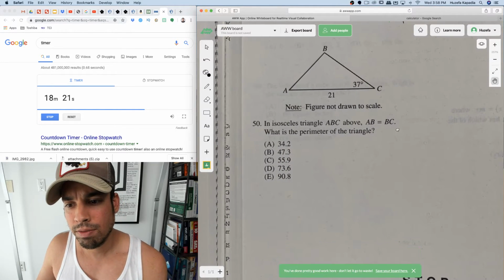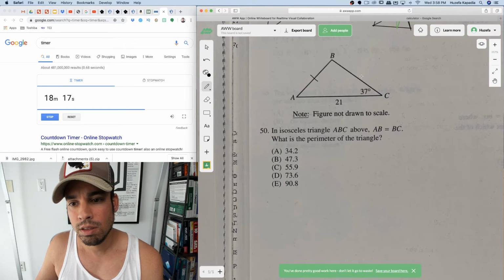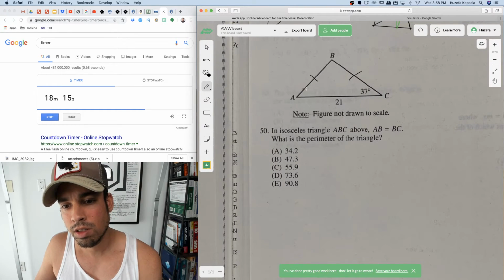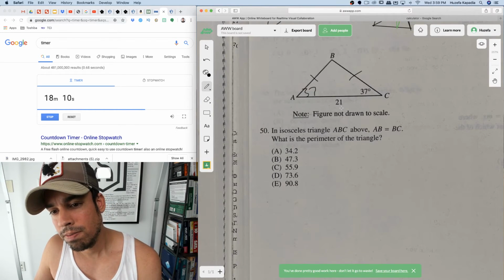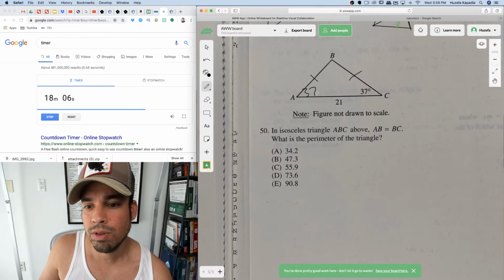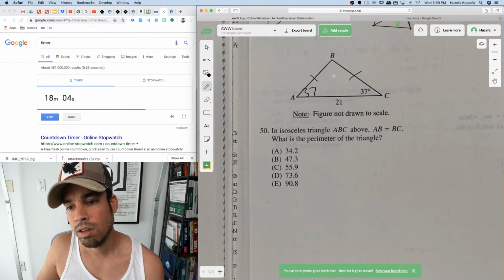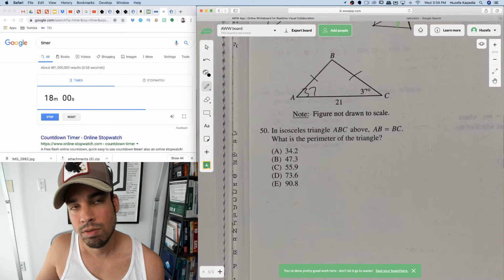Note, figure not drawn to scale. An isosceles triangle ABC above, AB equals BC. That means this is also 37. This is 21. And this we don't care about. So we need to solve for these sides. And, oh no, we do care about this angle. This is 74. This side is 106. We can use the law of sines.